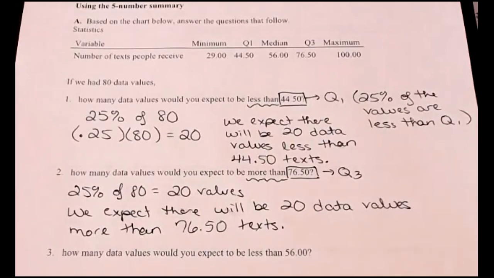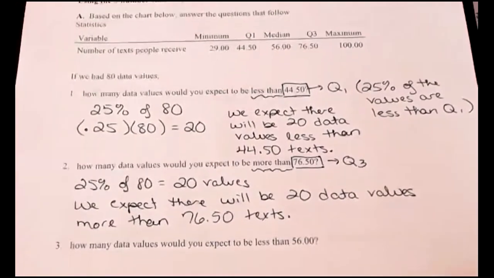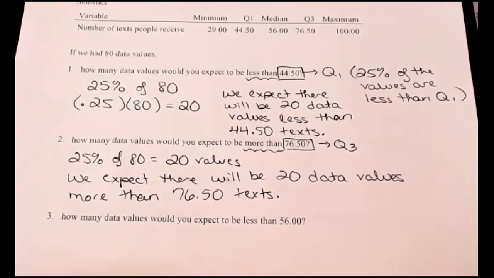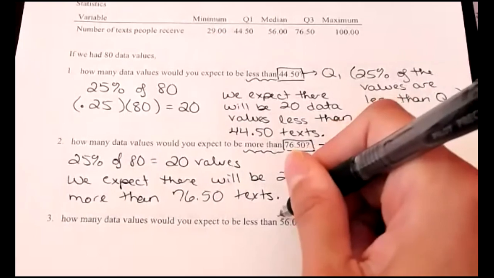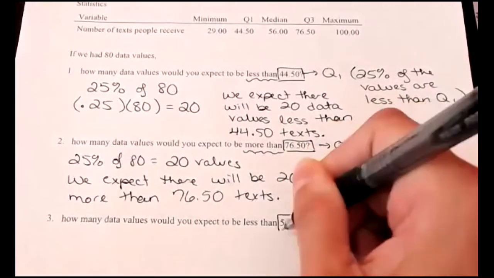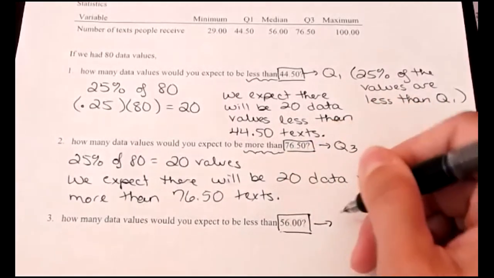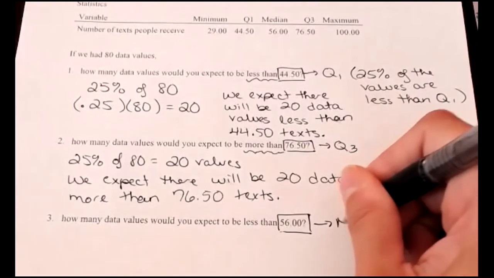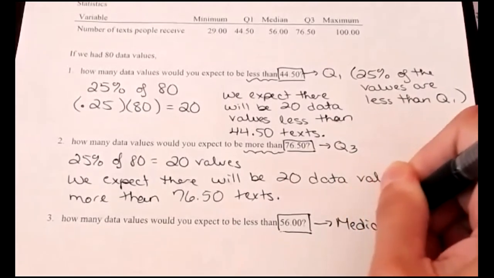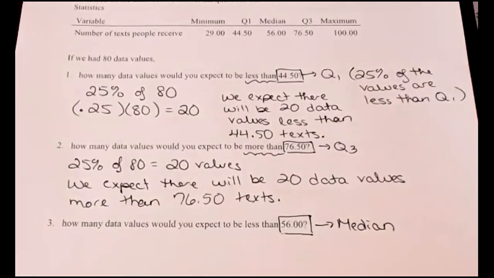Holly, next it says, how many data values would you expect to be less than 56.00? So Holly, what does that 56 represent? That would be 50%, right? It would be 50%, and that's because 56 represents what value? That's our median. Yes, that's our median. Beautiful. And yes, Holly's exactly correct. We expect 50% of the data to be lower than that value.